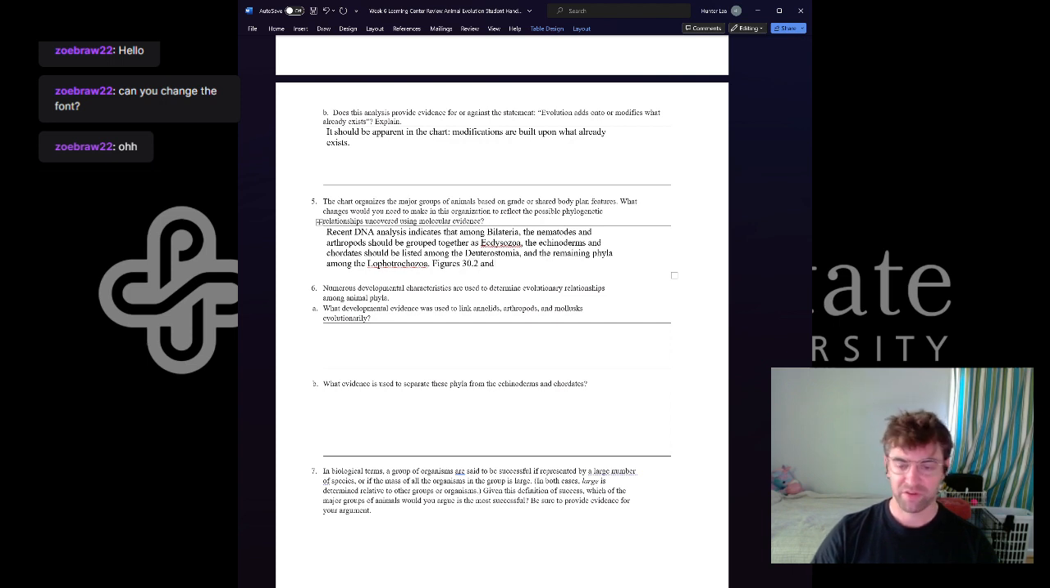Figures 30.2 and 31.2 in your textbook will add some clarity to this. But I would memorize why ecdysozoa are important, that echinoderms and chordates should be listed among the Deuterostomia and know what Deuterostomia means, and the remaining phyla among the Lophotrochozoa. Know those.